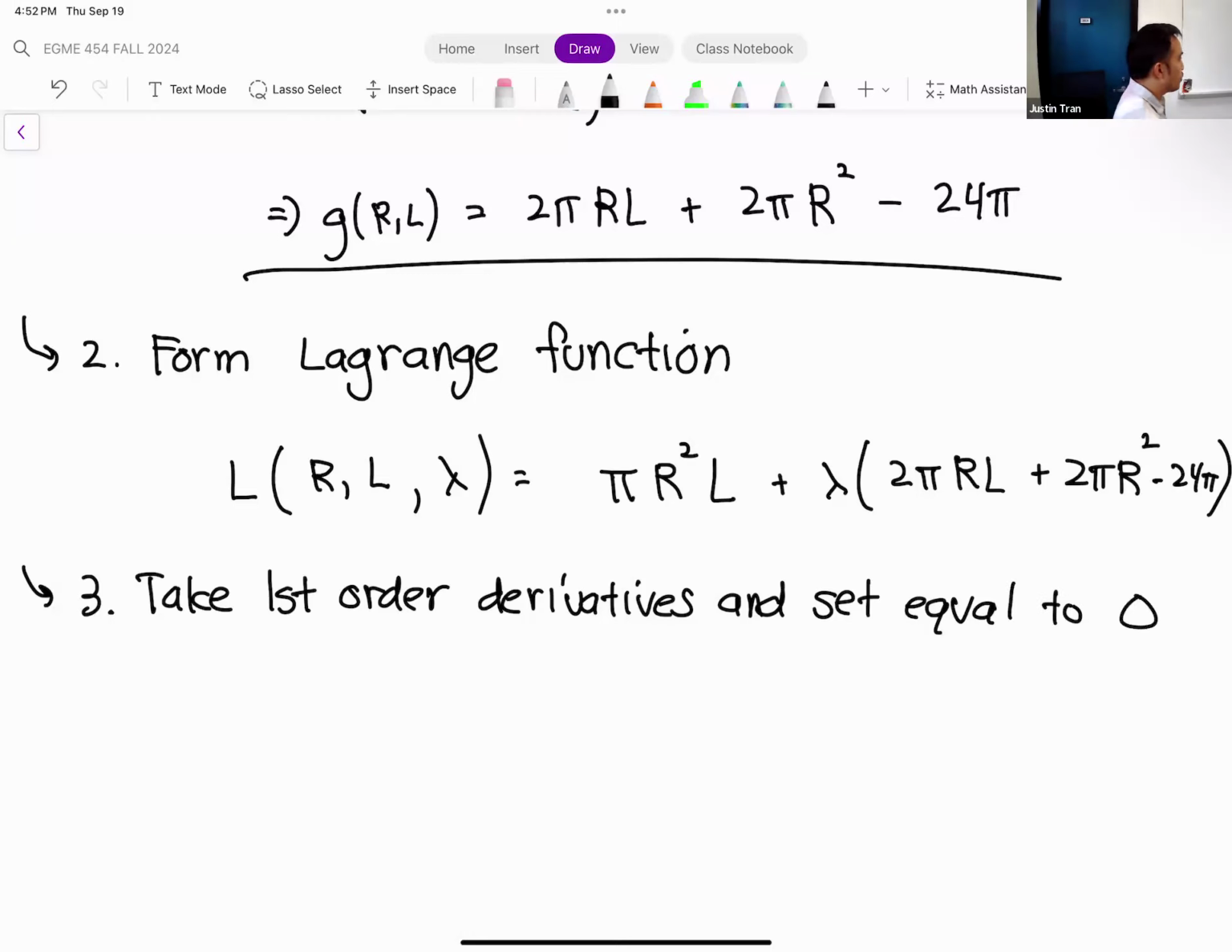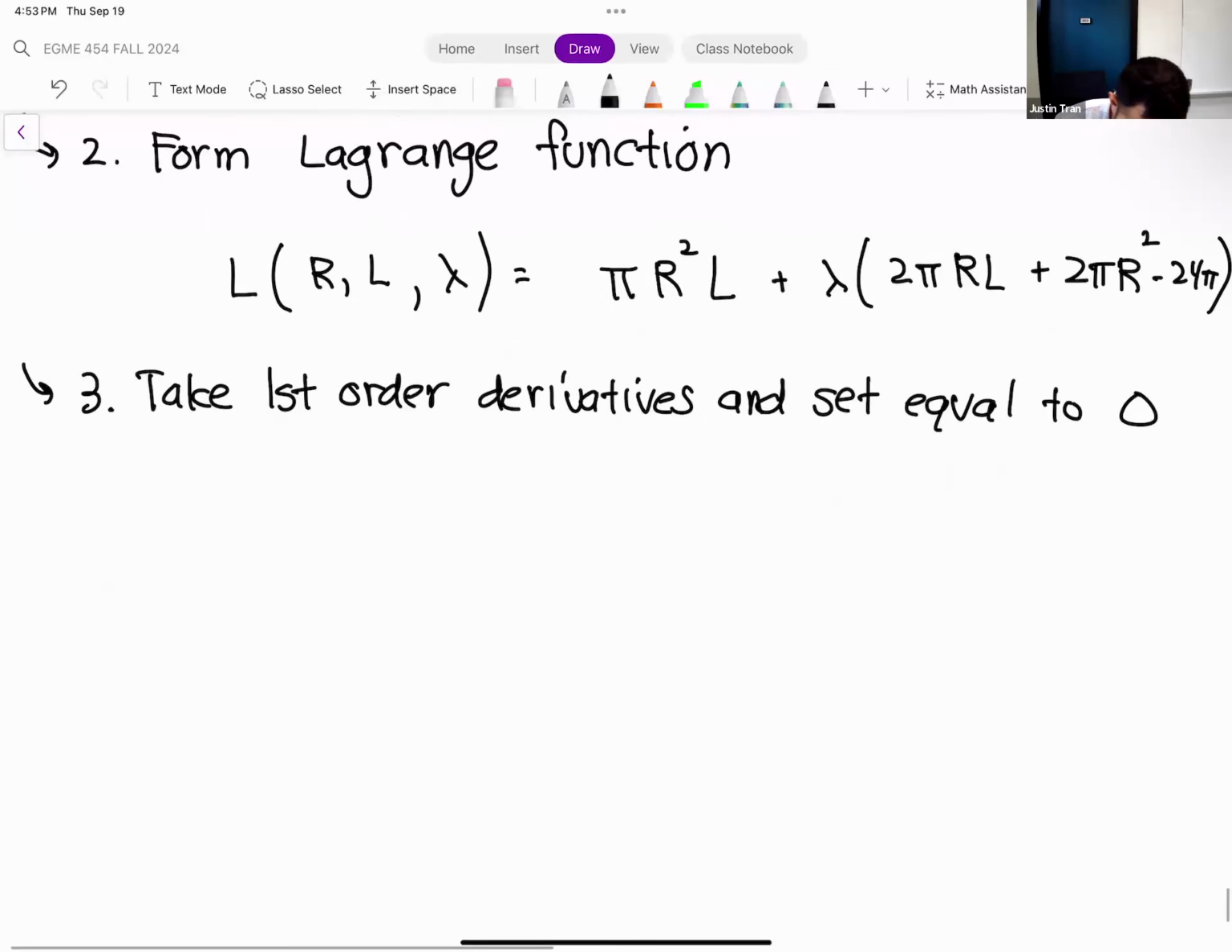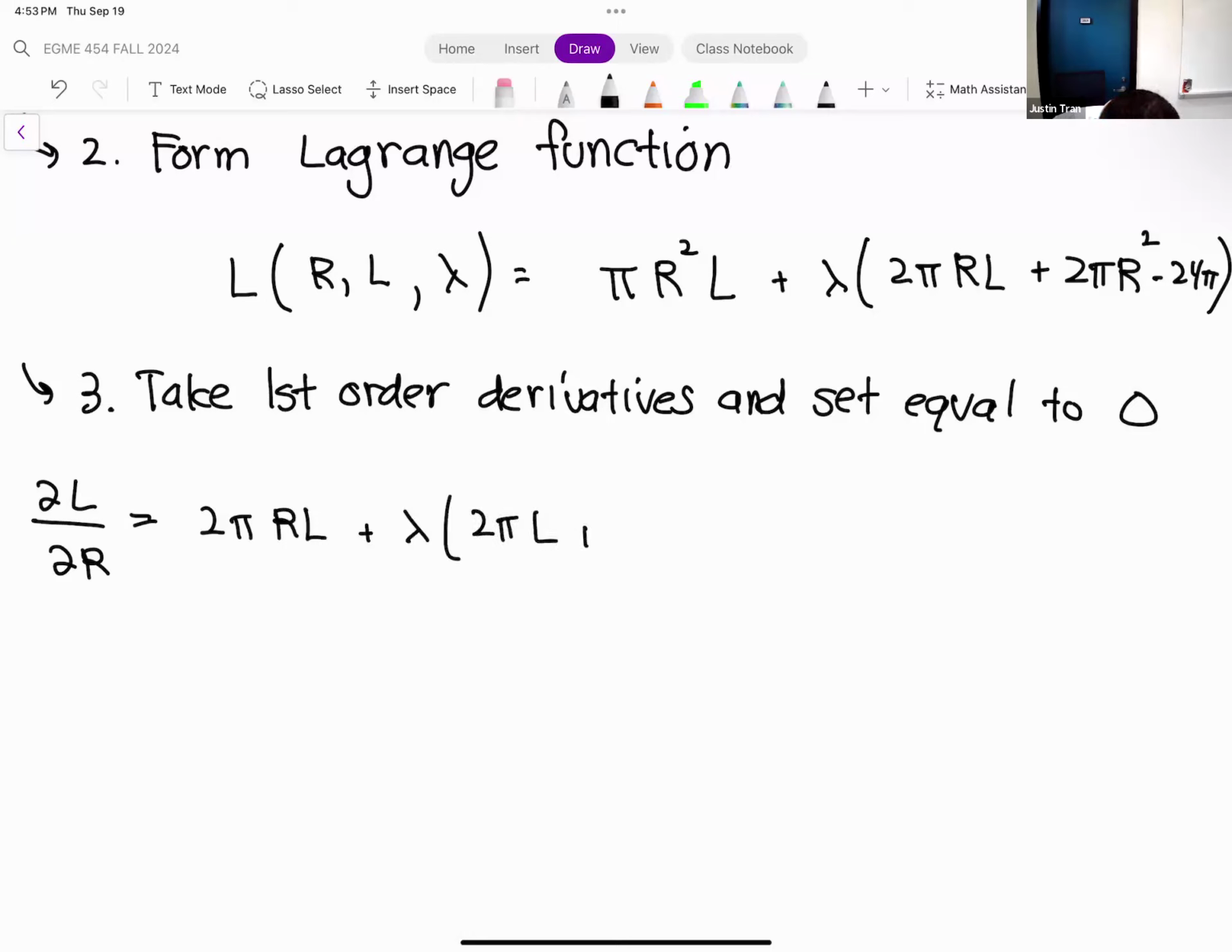Let's take our first order derivatives and set them equal to 0. Just like the last example, we have 3 derivatives to take in this case. First, let's take the derivative with respect to the radius. This is going to give us 2 pi L plus lambda times 2 pi L plus 4 pi R.